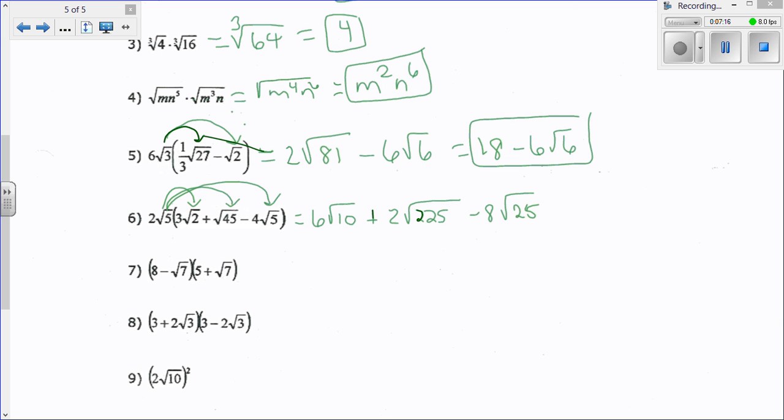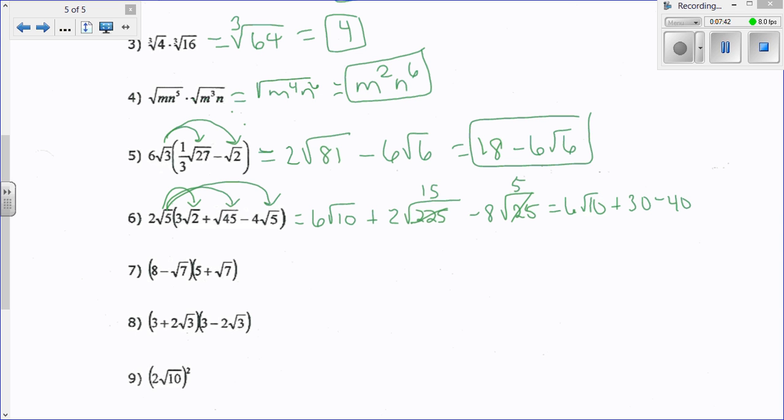6 radical 10 doesn't reduce. The square root of 225 is 15 because it's a perfect square. The square root of 25 is 5 because it's a perfect square. So I would get 6 radical 10 plus 2 times 15 is 30 minus 8 times 5 is 40.